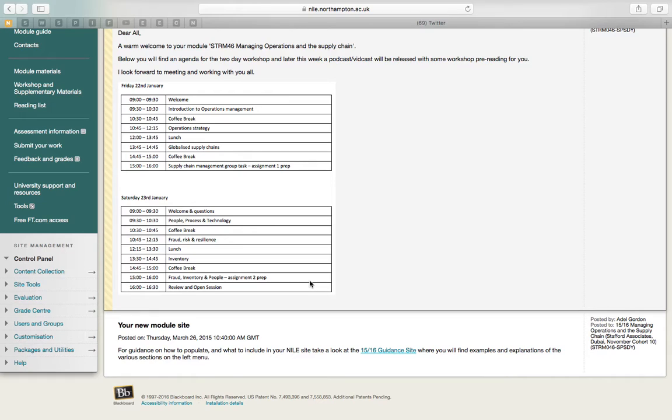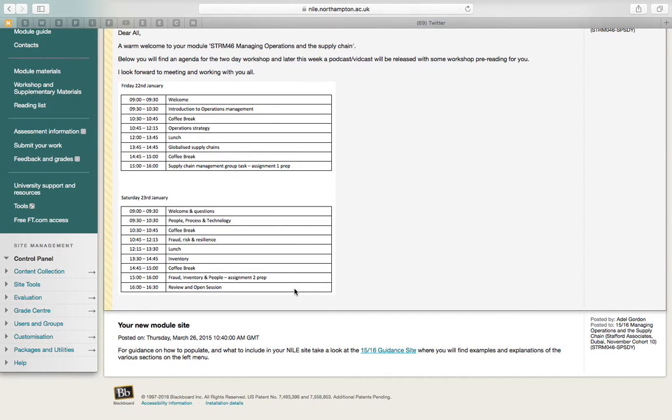Form follows function. We will do what we did the previous day, except this time we'll be looking at assignment 2. We'll get in groups and start doing the assignment prep, giving you a steer towards some of the elements that you should be putting in there and will need to be putting in there.